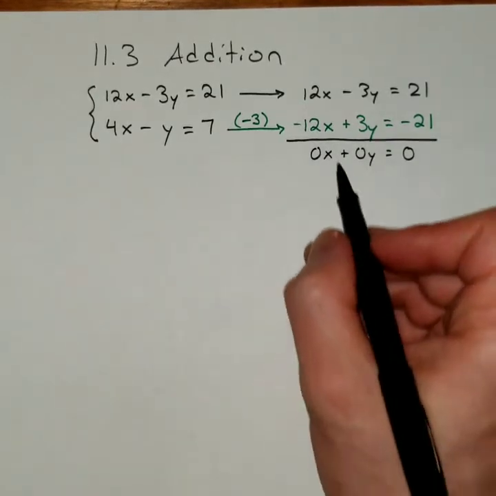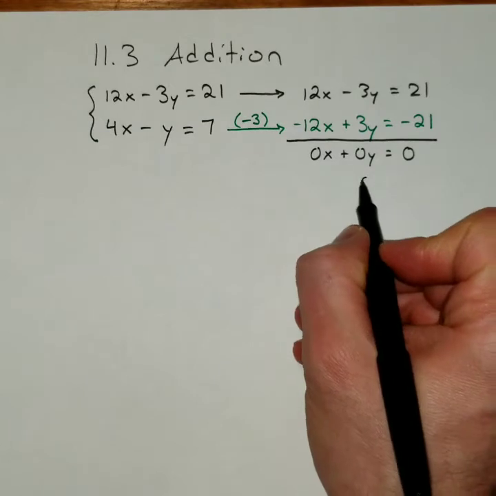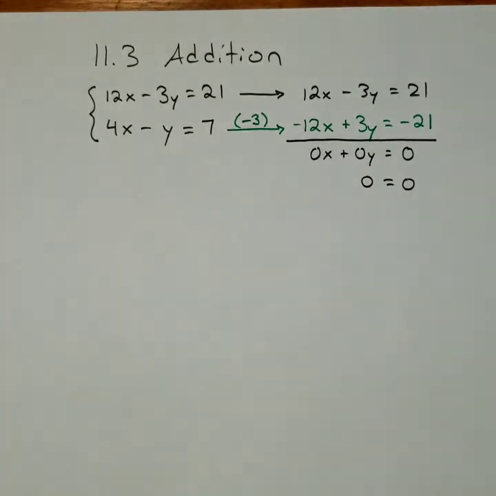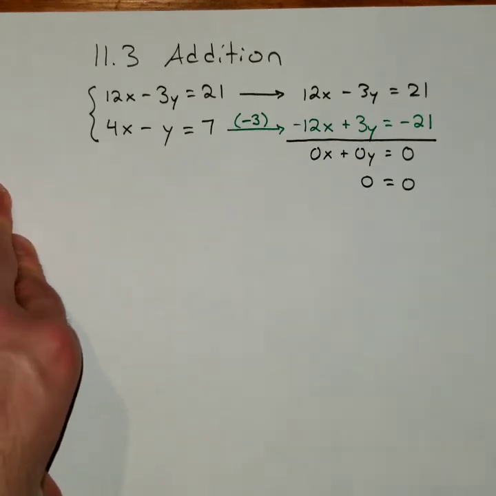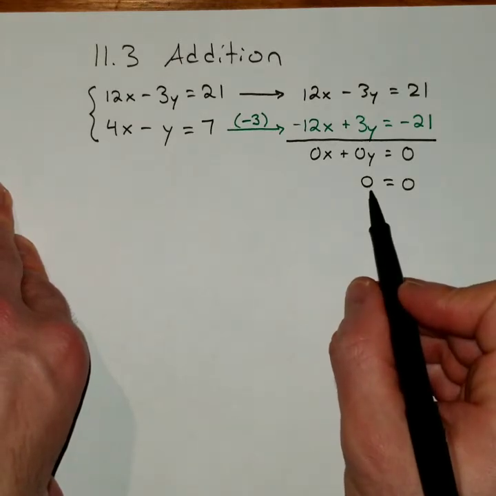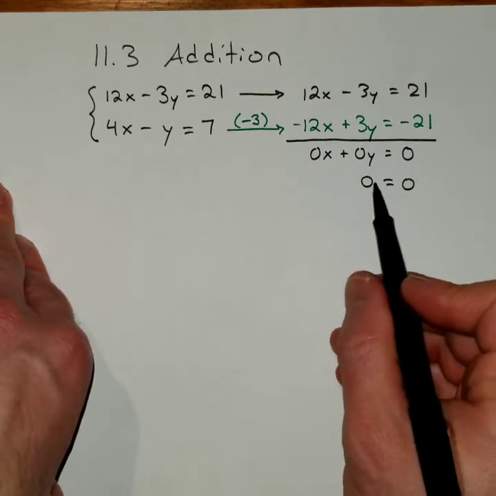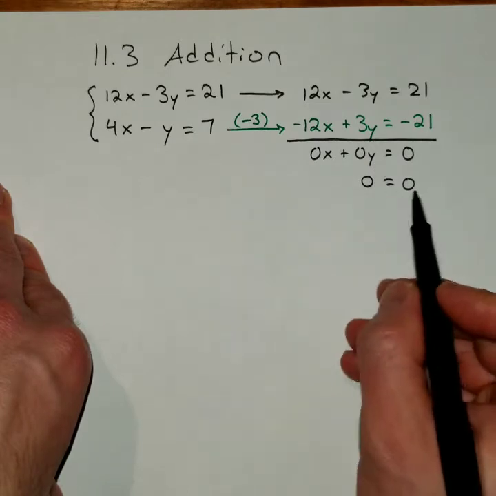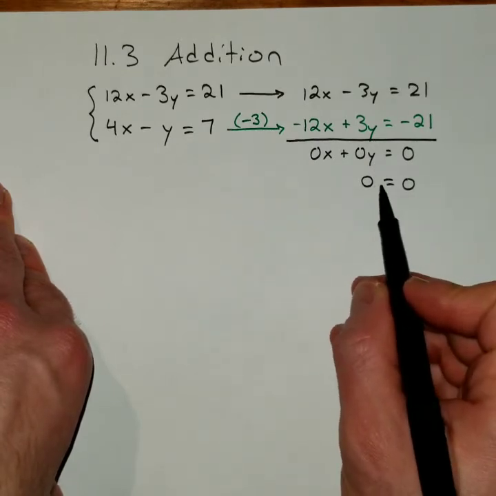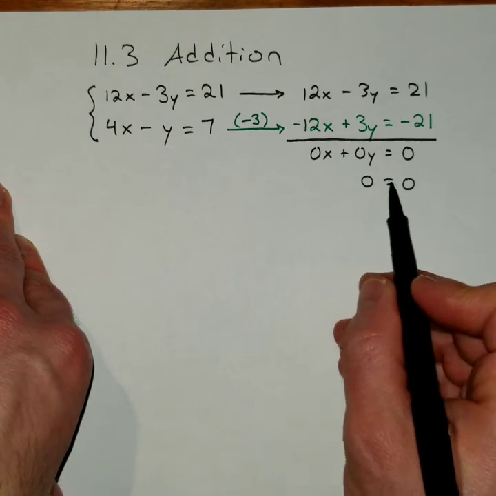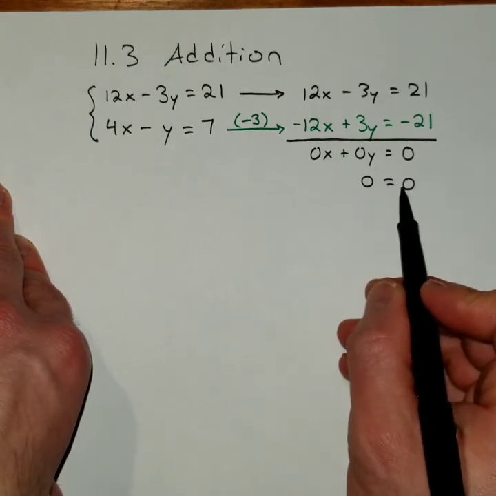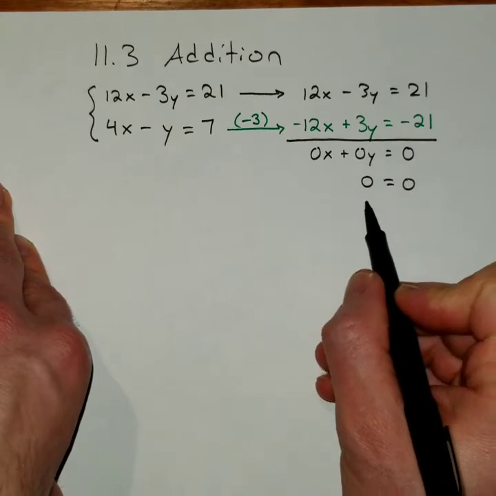Interesting. On the left, 0x and 0y makes 0. And so I end up with just 0 equals 0. Okay? A little bit strange. But if you'll recall from the last section, we talked about true and false equations. If you get to a point where there are no more variables, like we have no more variables here, you then look at the values in the equation. If they actually are equal, I mean 0 does equal itself, then this is what we call a true equation.